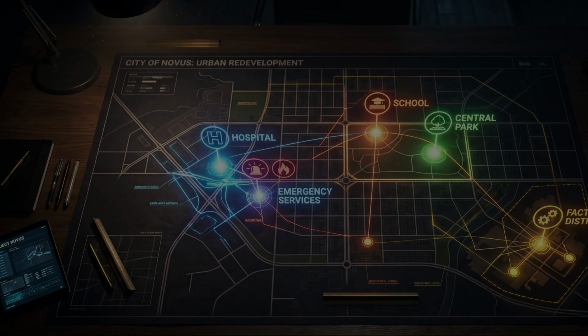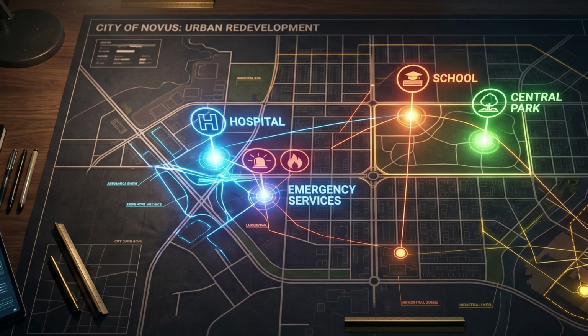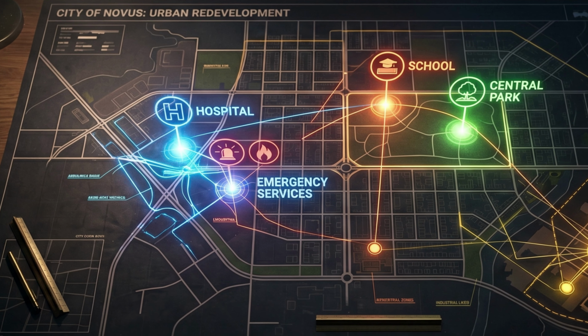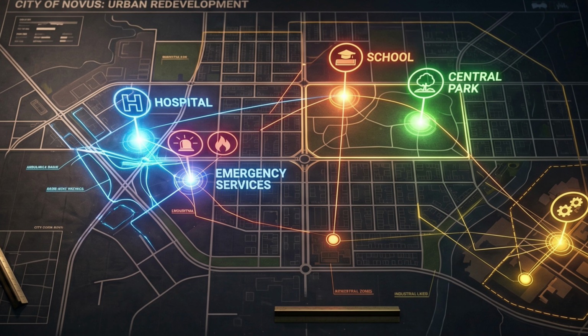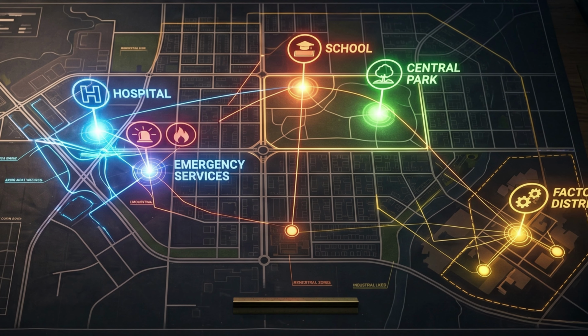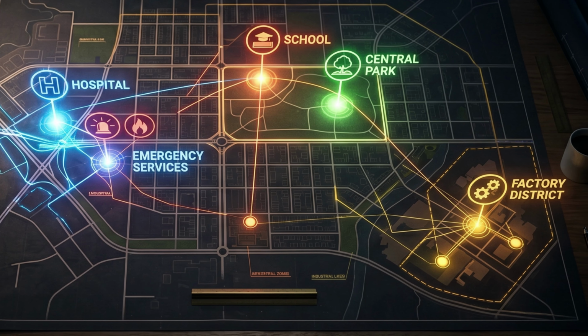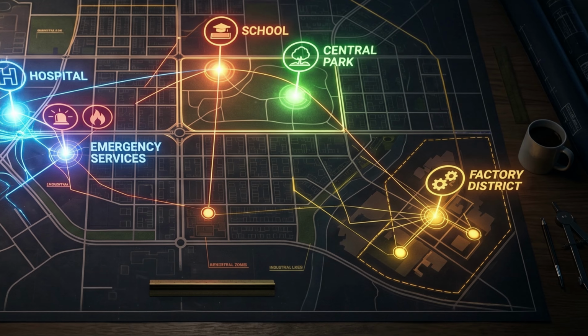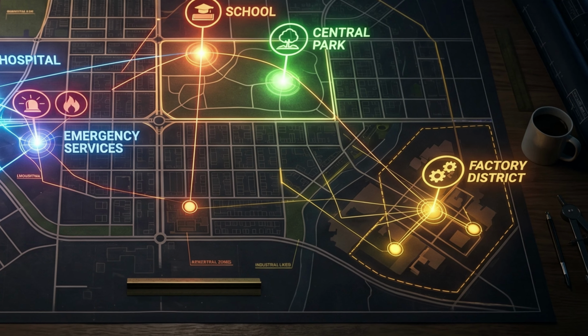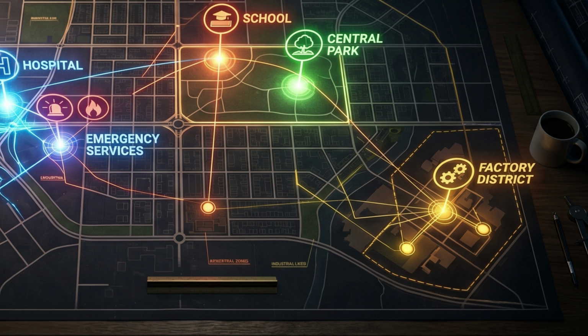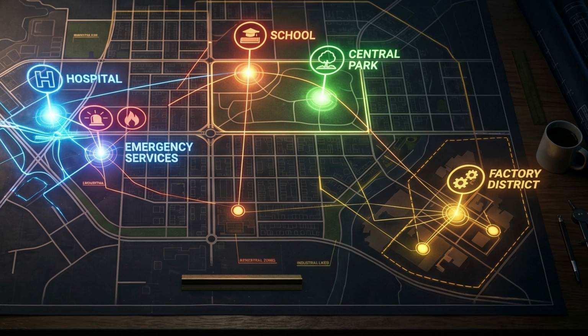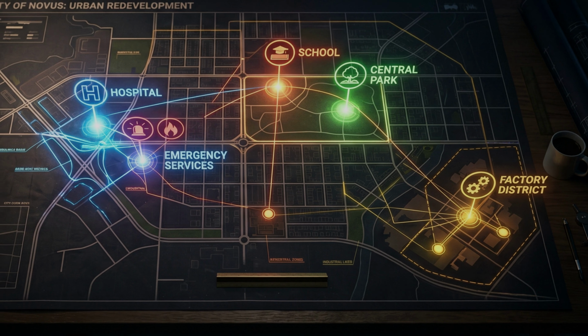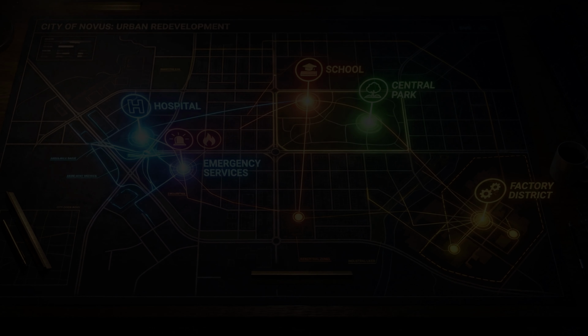Think of a city planner working over an empty plot of land. The hospital is placed near the emergency services because the distance between them saves lives. The school is positioned beside the park because children will walk there. The factory is moved to the industrial zone because noise and traffic must be manageable. Every decision is an optimization. Vivado's placement algorithm is exactly that.